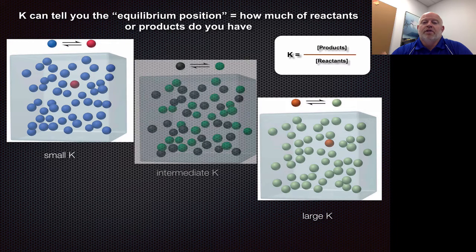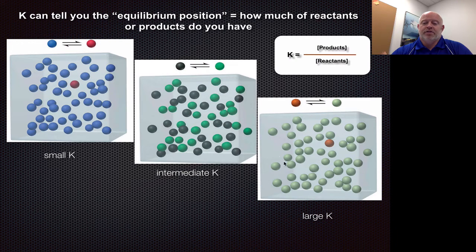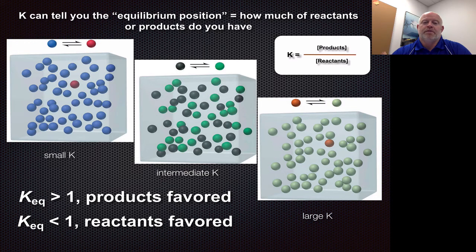Okay? However, if you are product favored, you end up with a very large K because product is in your numerator. So here's an example of a product-favored reaction where the majority of the particles turn to products. Very little are reactant. Over here, we have an example of a small K, okay? So we're going to use K values a lot in the upcoming days in terms of measuring for equilibriums. Just keep in mind that anytime you have a constant for equilibriums, if it's greater than 1, it's product-favored. If it's less than 1, it's reactant-favored, okay?